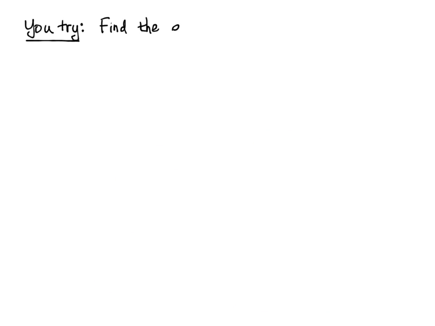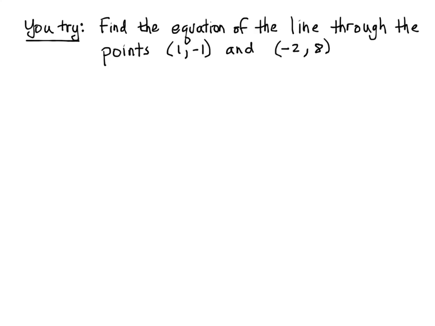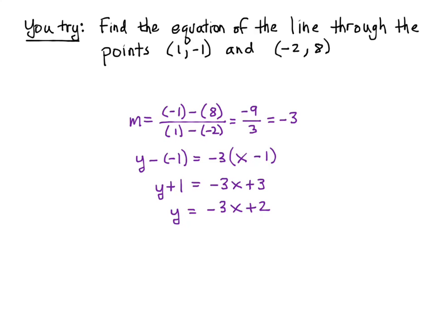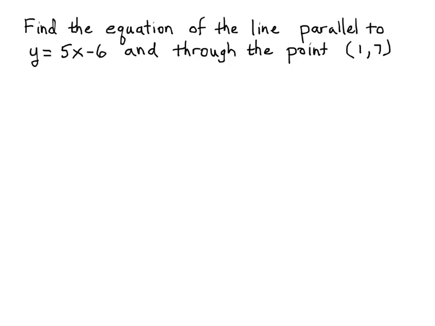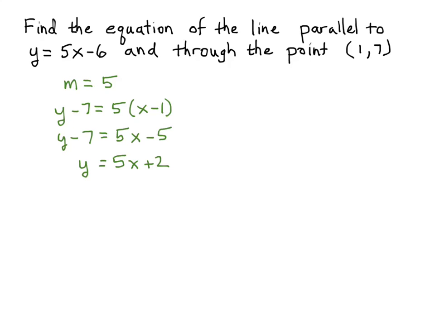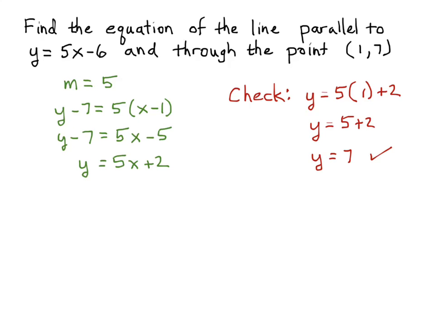Okay, and let's see. I think you did this one in class, and we found that we had the equation y equals negative 3x plus 2. And then, did we do this one, the one with a parallel line? Yeah. Okay, so you found that basically you identify the slope, stick it into the equation, find your equation, and check it.